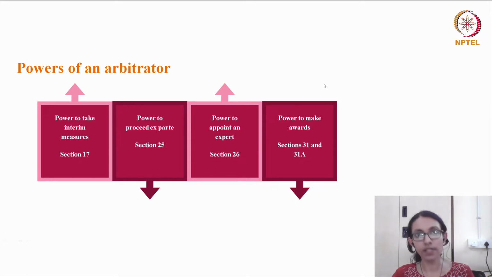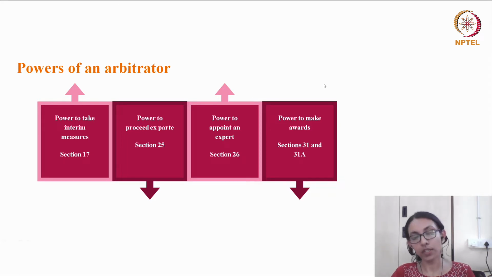Now, under Section 26, the arbitral tribunal has the power to appoint experts for rendering an opinion on specific issues that it refers to such experts. It is just like taking an expert opinion.